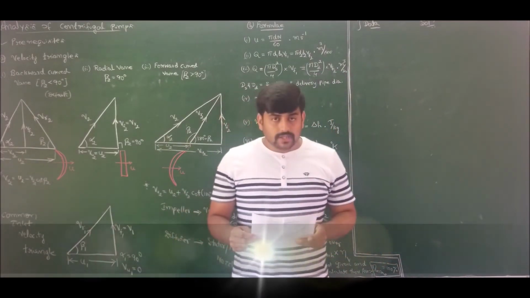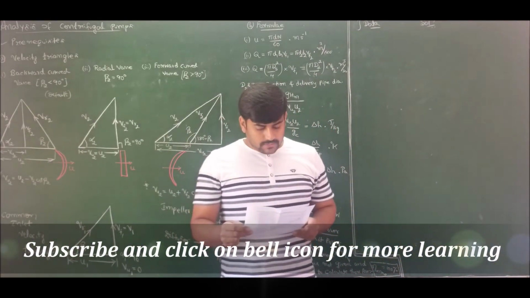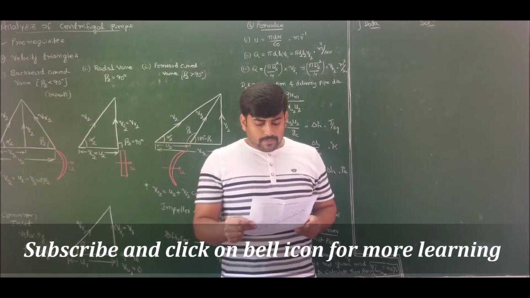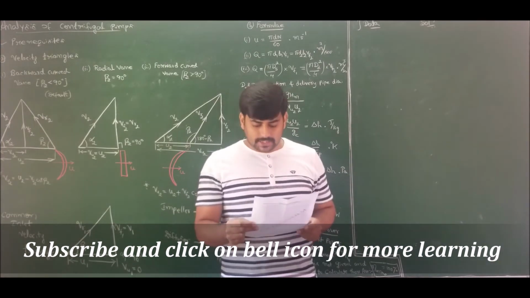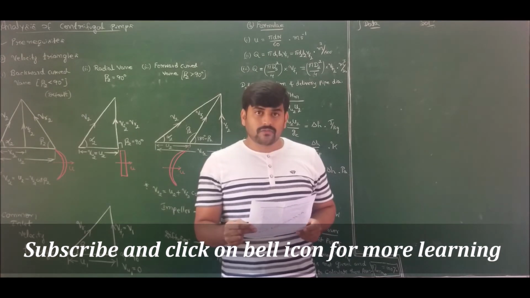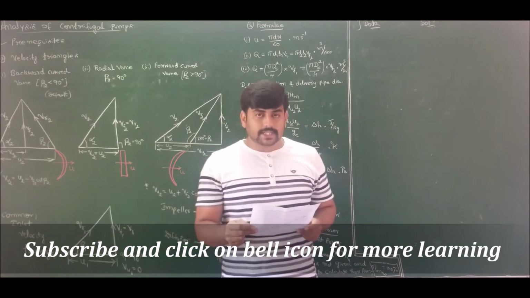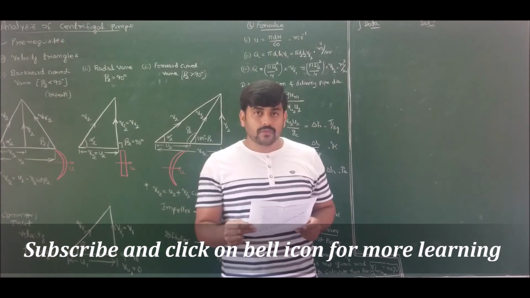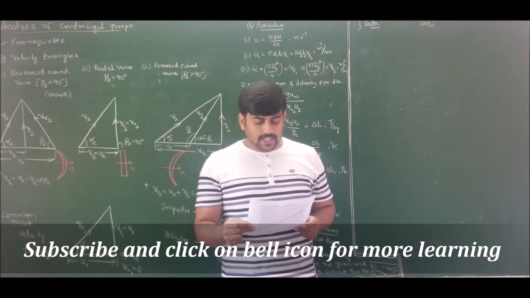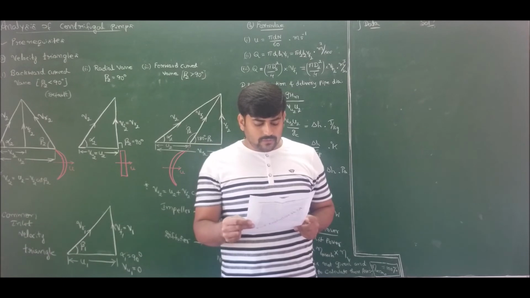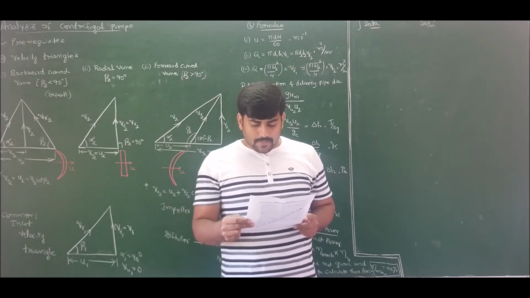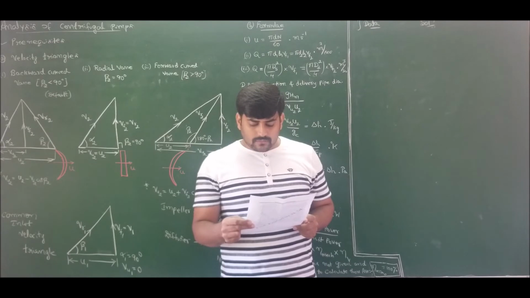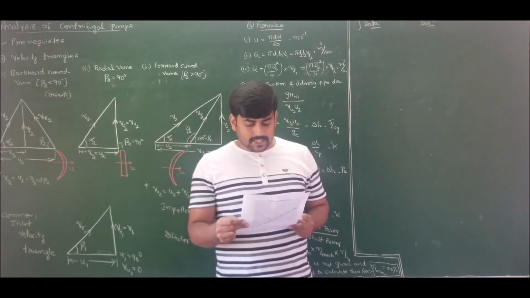Now, moving ahead for problem number 5, which states that the outer diameter of impeller of a centrifugal pump is 40 centimeters and width of impeller at outlet is 5 centimeters. The pump is running at 800 rpm and is working against a total head of 15 meters. The vane angle at outlet is 40 degrees and manometric efficiency is 75%. Determine velocity of flow at outlet, velocity of water leaving the vane, angle made by the absolute velocity at outlet with the direction of motion at outlet, and discharge.